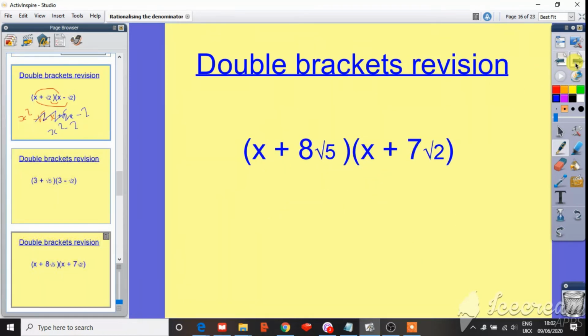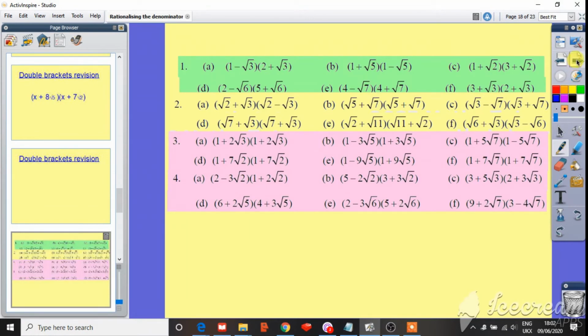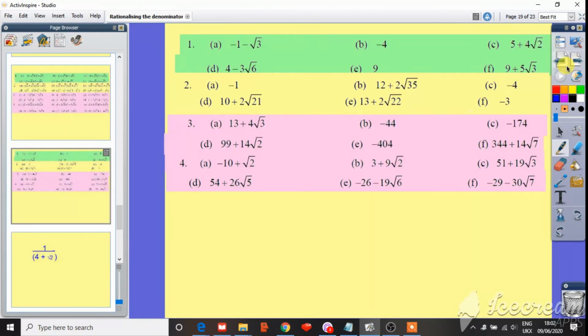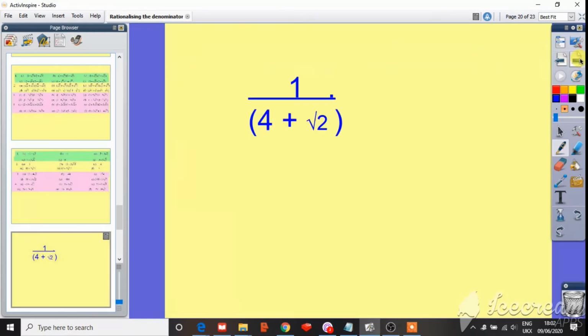My surds have disappeared from that equation, which is interesting. If you need more practice, you've got these questions here, but these were in the previous lesson, and again, this should be done for you. So here's your answers if you need them, but I'm not going to spend a lot of time on this.